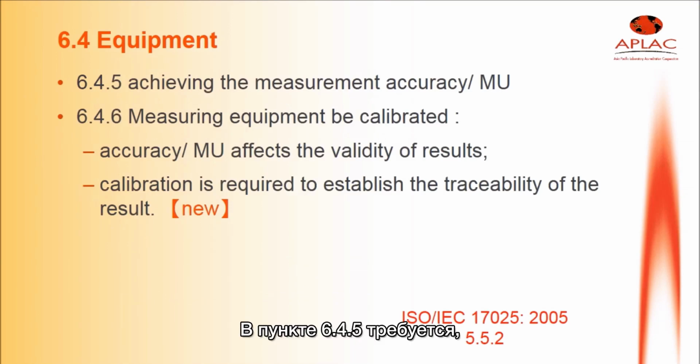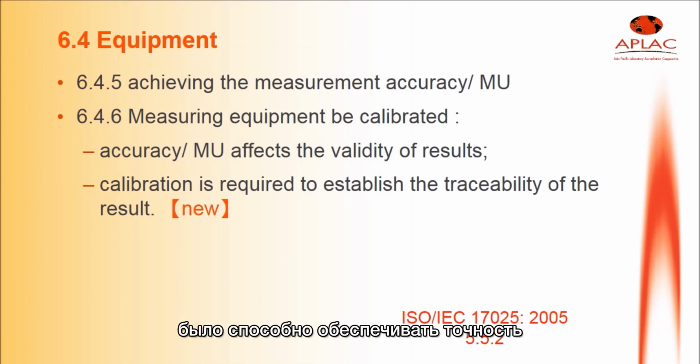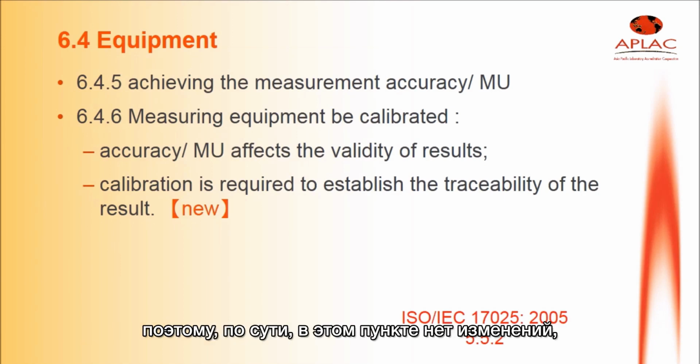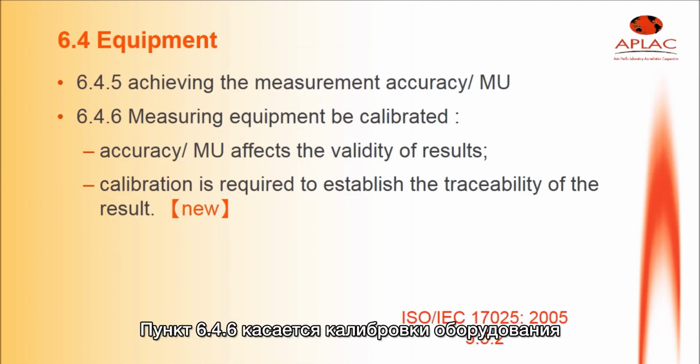Clause 6.4.5 requires that equipment used for measurement shall be capable of achieving the measurement accuracy or measurement uncertainty required to provide a valid result. So in nature, there's no change in this clause. It's almost the same as the last version of 17025.